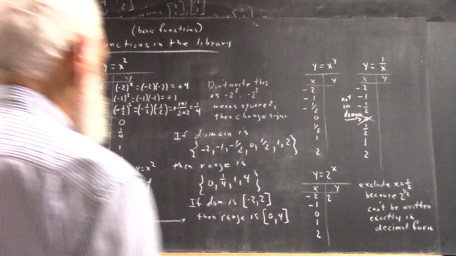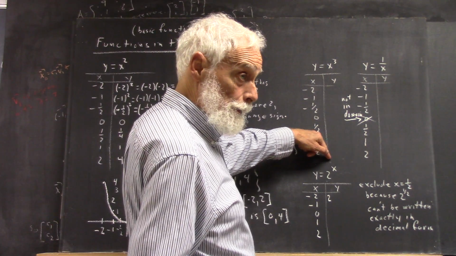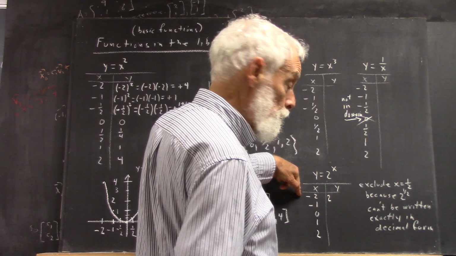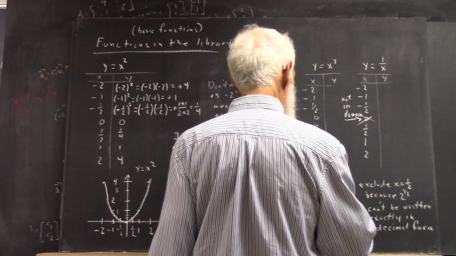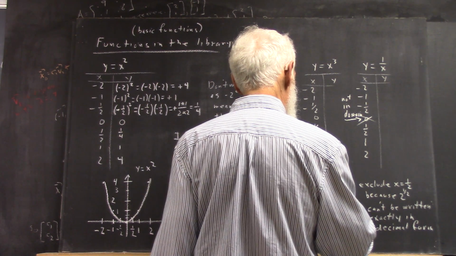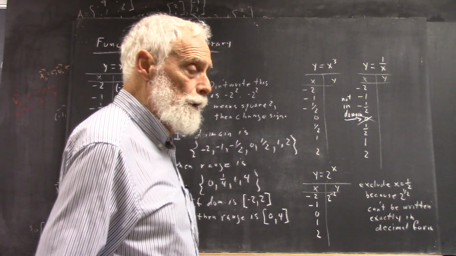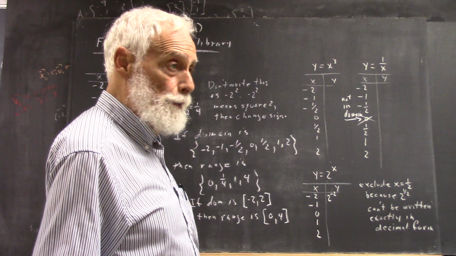Okay, so we have to raise 2 to the power x, right? So if x is negative 2, what's that? That means 2 raised to the negative 2 power, right? Well, how do you raise 2 to the negative 2 power?